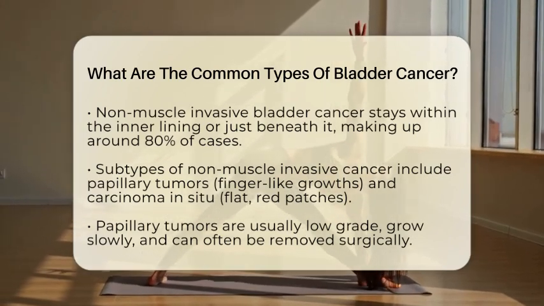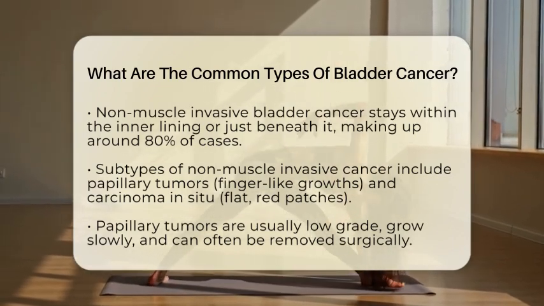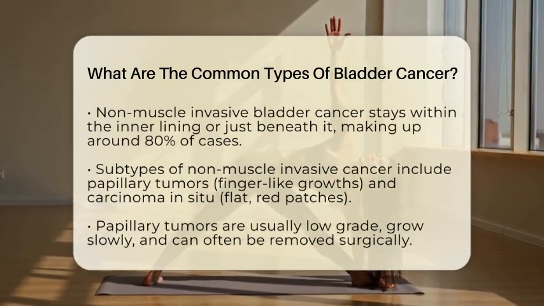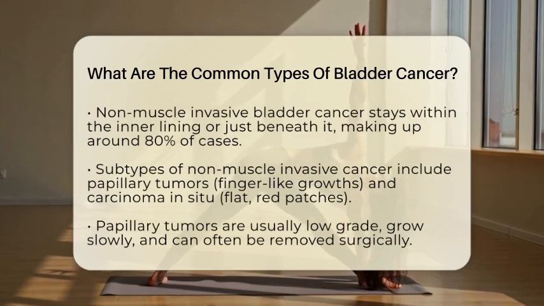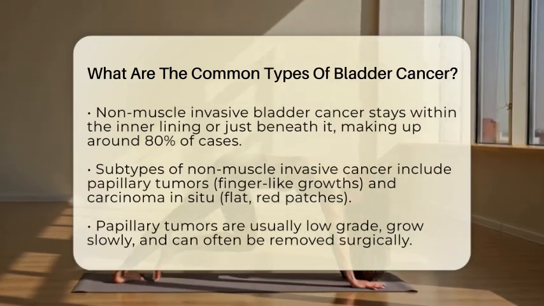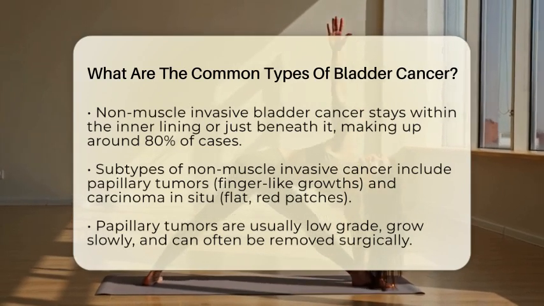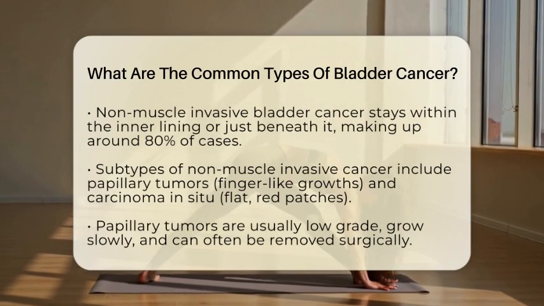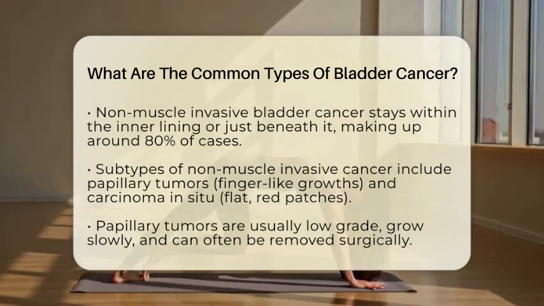bladder lining. CIS is considered high-grade and more aggressive, with a higher chance of recurring or progressing to more invasive disease. Then there are T1 tumors, which have grown beyond the lining into the connective tissue underneath but haven't yet reached the muscle layer. High-grade T1 tumors can be quite aggressive and often need careful treatment.